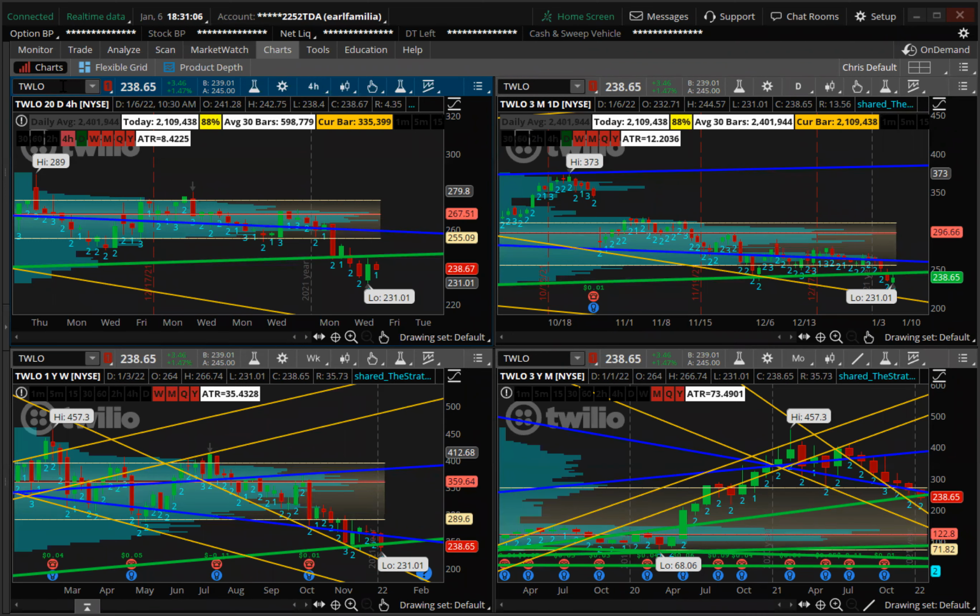Twilio conflict. The macros have downside continuity though. I'm leaning more downside on Twilio. We got this major broadening formation. It retested today. I like the 2-1-2 to the downside. We'll see.